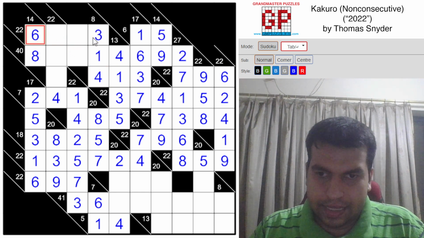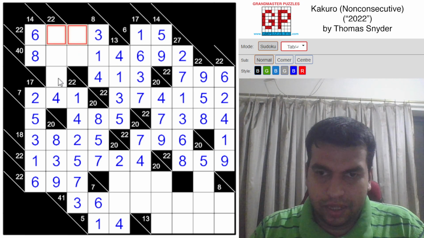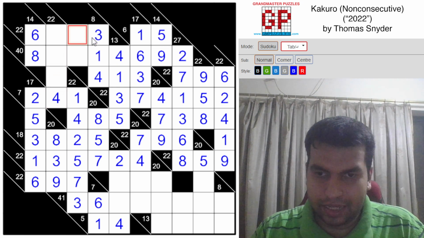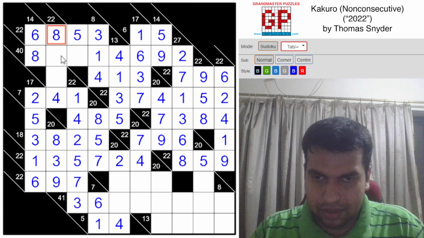Now, this 6 and 3 sum to 9. That means these two cells sum to 13. It can't be a 6 and 7. It could be a 4 and 9, but the 4 would be next to the 3. So it's actually a 5 and an 8, and the 5 has to avoid the 6.